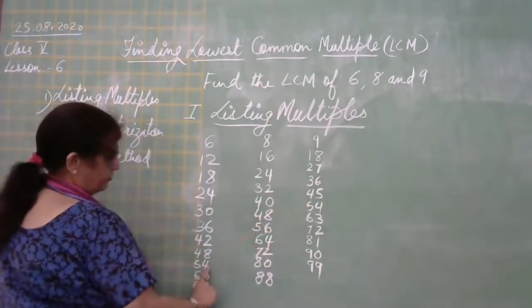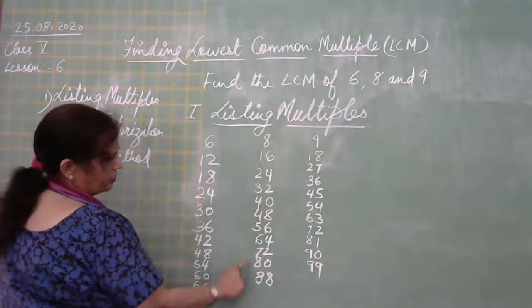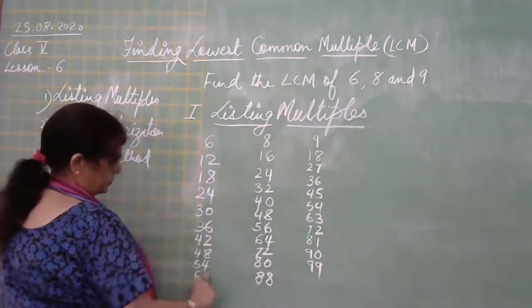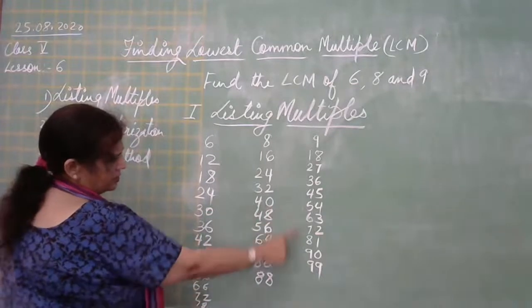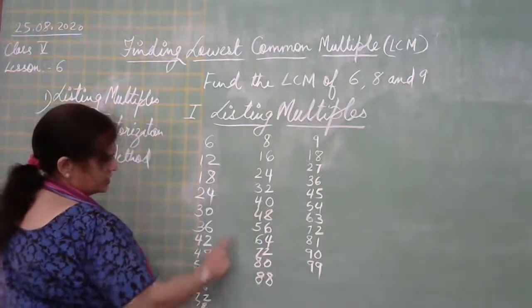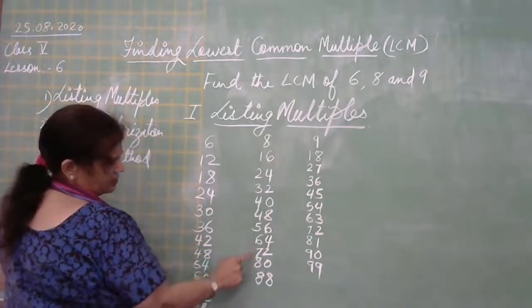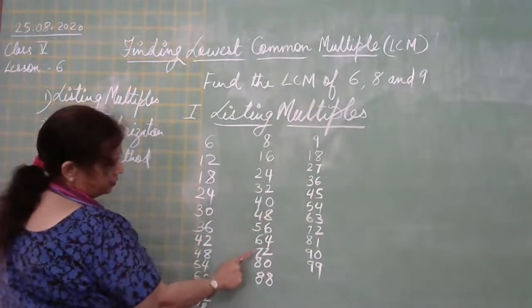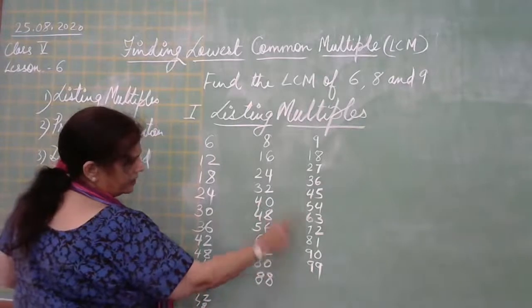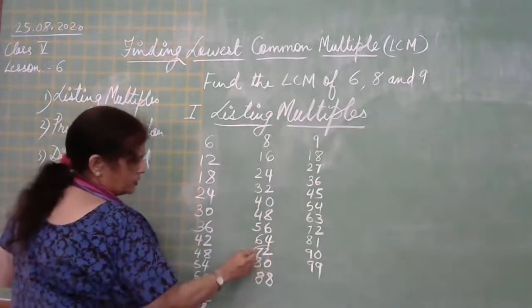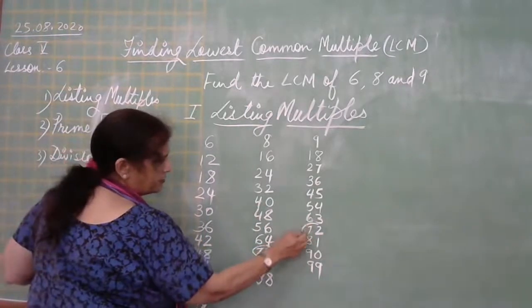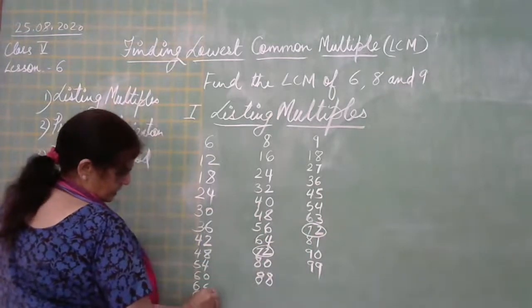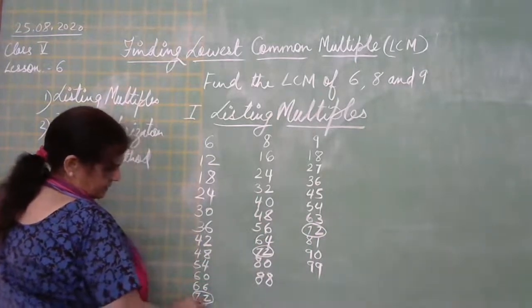Leave 48. 54, 54 is not here, it is here. 54, not here. Leave it. 60, not here, not here. Leave it. 66, 66 is not here, not here. Leave it. 72, 72, oh, it's here and it's here also. So we come to the first common multiple and that is the lowest common multiple.